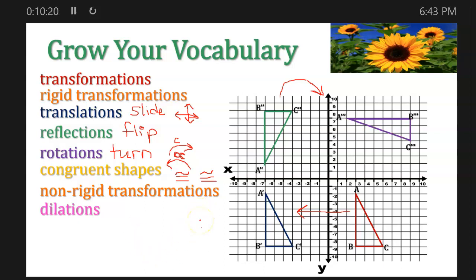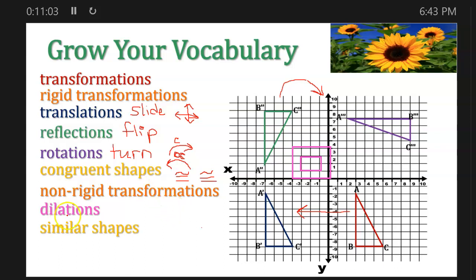So let's look at this little quadrilateral here, this pink one that I just popped up on the screen. Let's say we wanted to dilate this figure and make it twice the size that it is now. So I would increase that by a scale factor of 2. And when I do that, I would end up with another quadrilateral that looks like this. Now notice the original shape, the one in the middle, is much smaller than the one on the outside. This means that it's a non-rigid transformation because it did change in size. It got bigger, or we call that an enlargement.